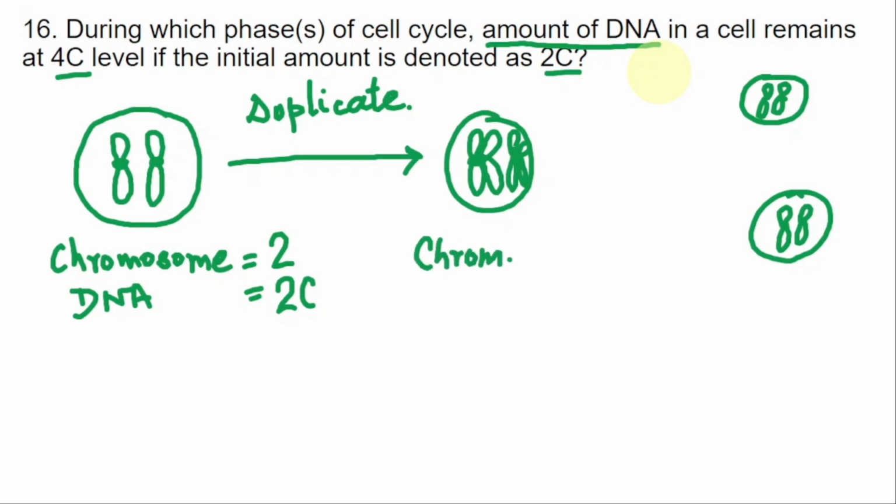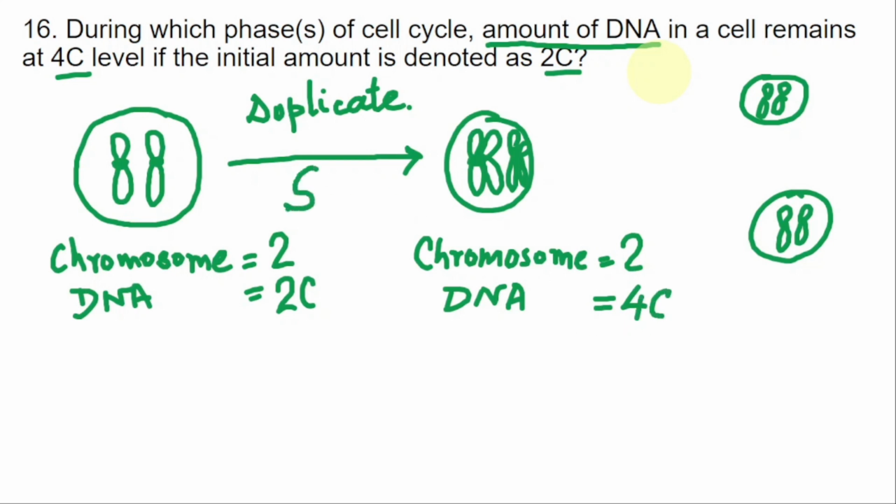The centromere number doesn't change. So chromosome is still 2 because there are two centromeres. What about the DNA? Now the P arms have increased. We have 1, 2, 3, 4. So 4 P arms. So we indicate it as 4C.